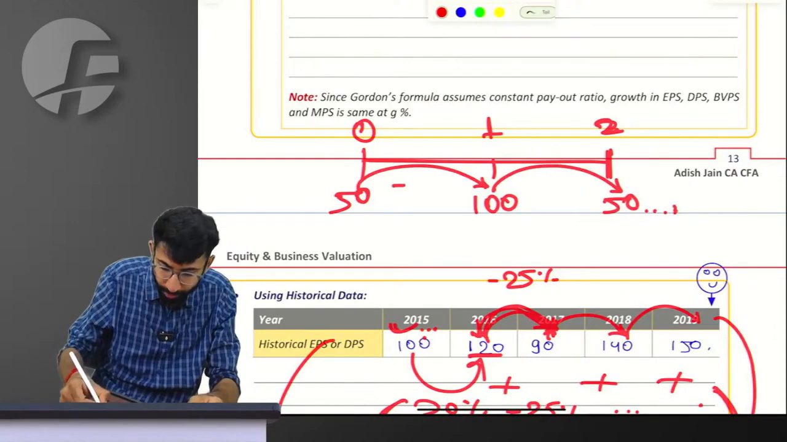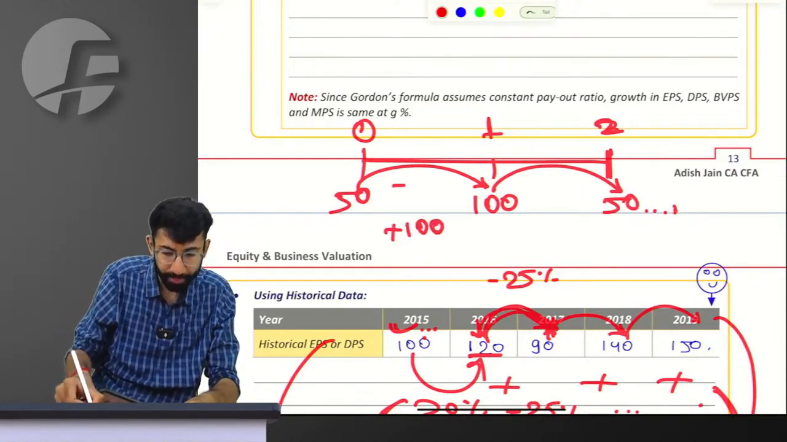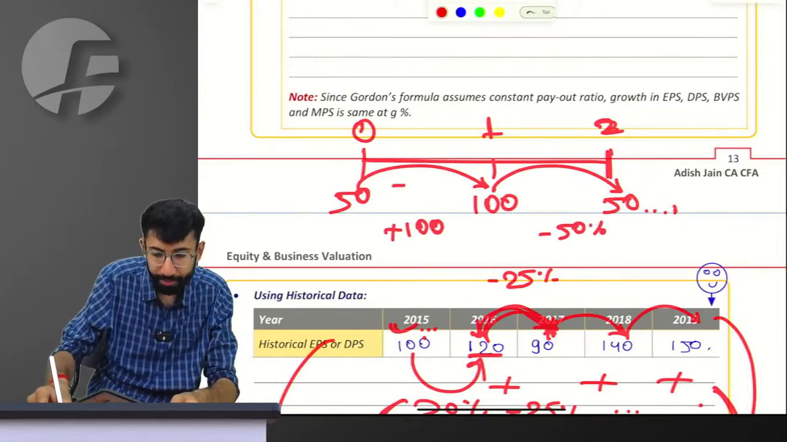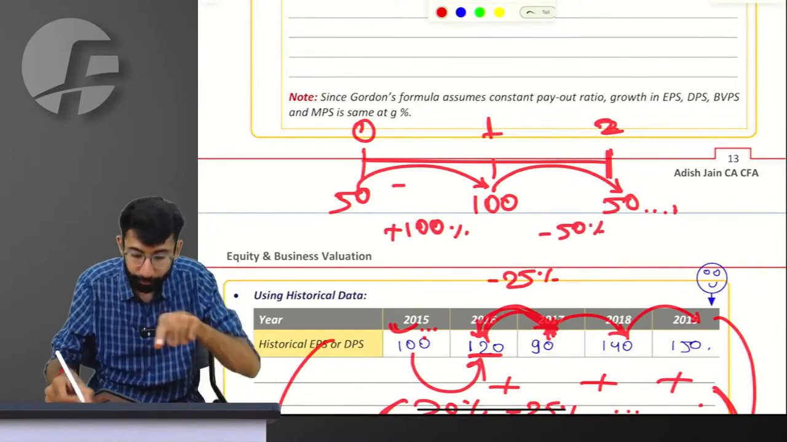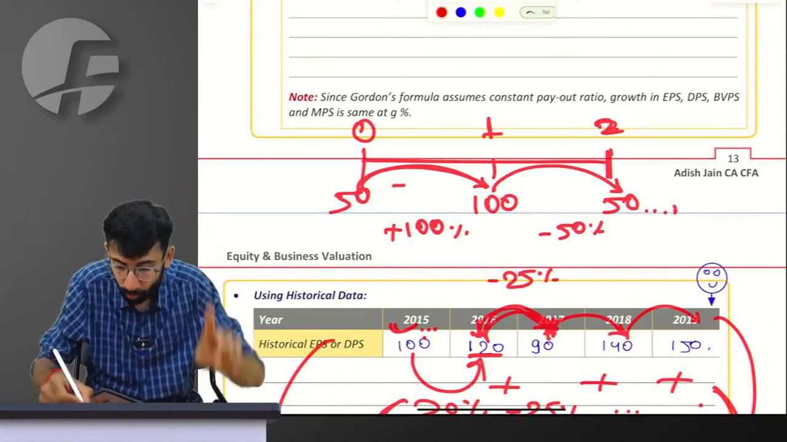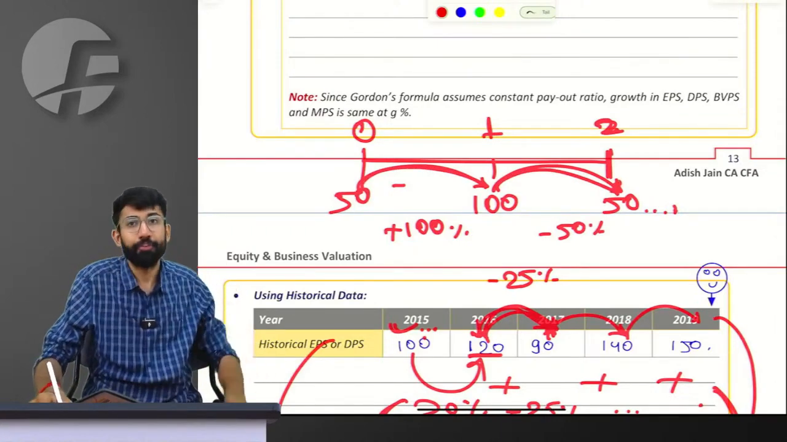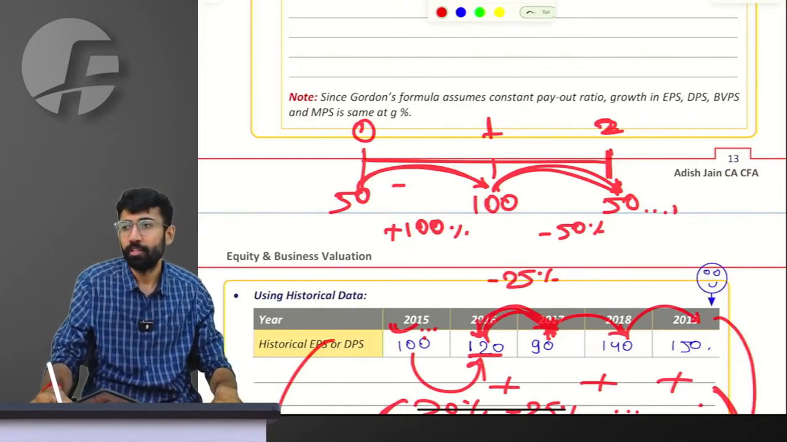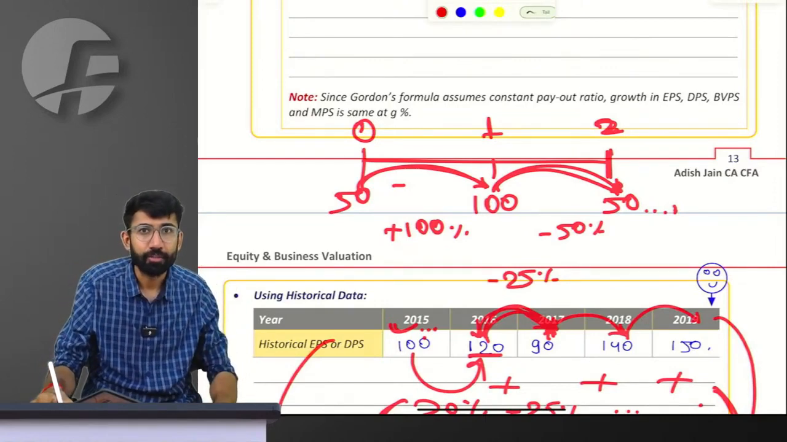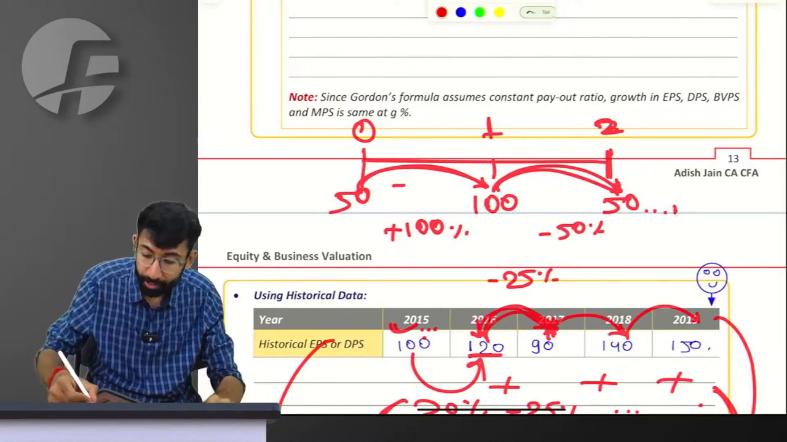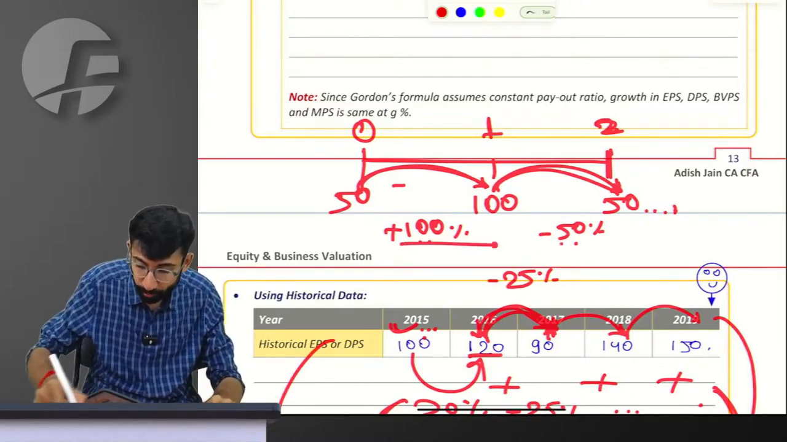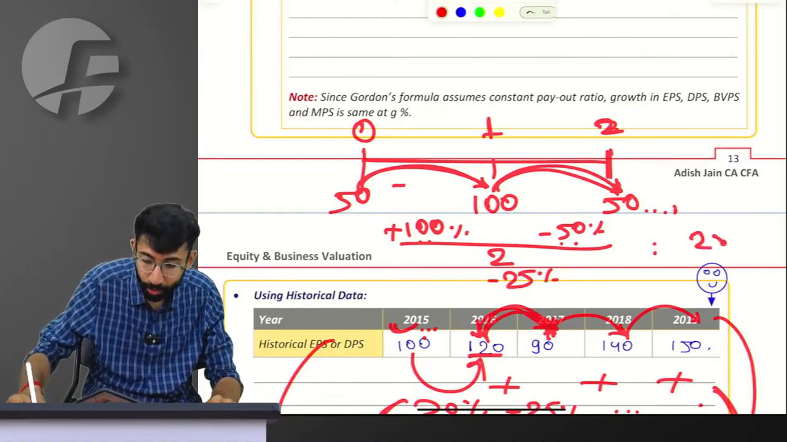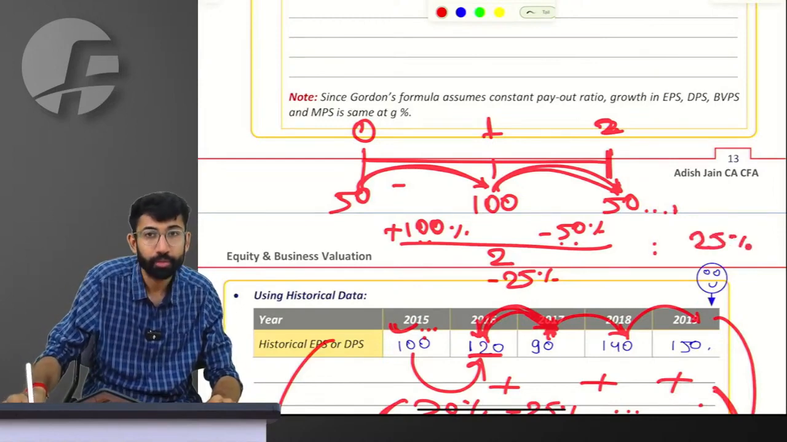Sir, for first year, the growth rate is plus 100%. For second year, the growth rate is minus 50%. Would you agree to it? 50 to 100 is 100% growth rate, 100 to 50 is negative 50% growth rate. Please do the method which you suggested. Please do a simple average. Plus 100 minus 50 divided by 2. So basically 50 divided by 2 is 25% is the average growth rate.